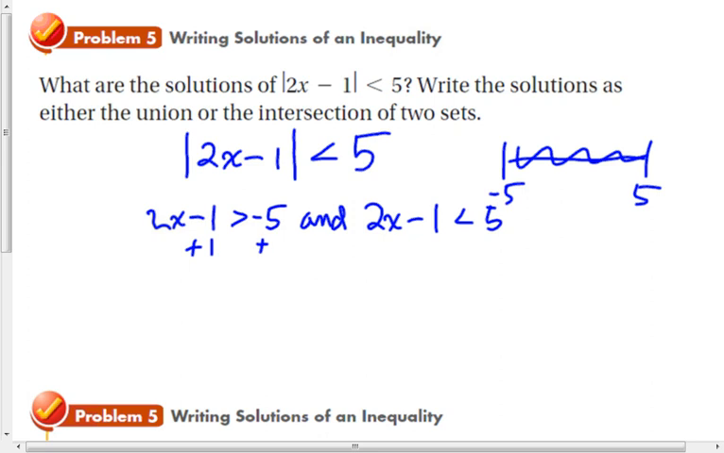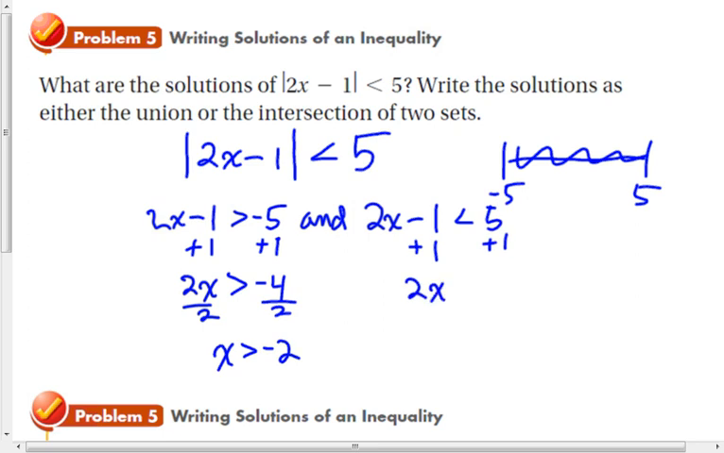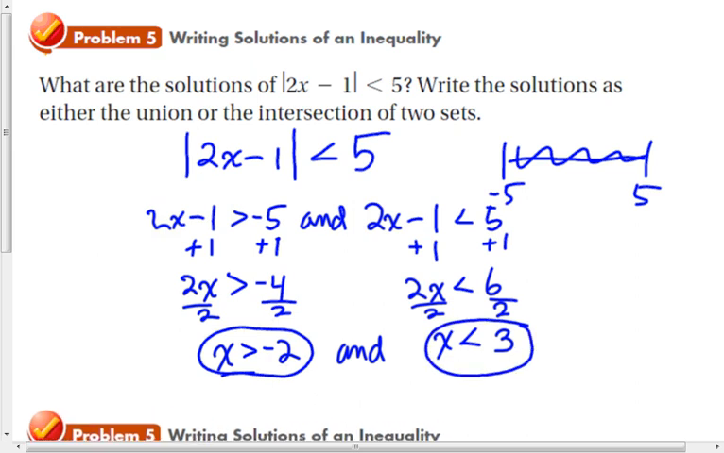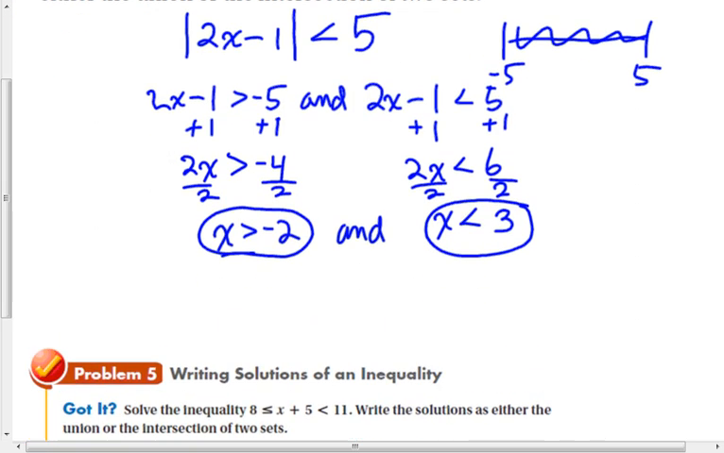All right, to solve this one, I'm just going to add 1. 2x is greater than -4, divided by 2, and we get x is greater than -2. And over here, we'll add 1, and we get 2x is less than 6, divided by 2, and we get x is less than 3. And we have an and, which means it needs to be both greater than -2 and at the same time less than 3. Well, that's an intersection, so we're going to write this as an intersection of two sets.